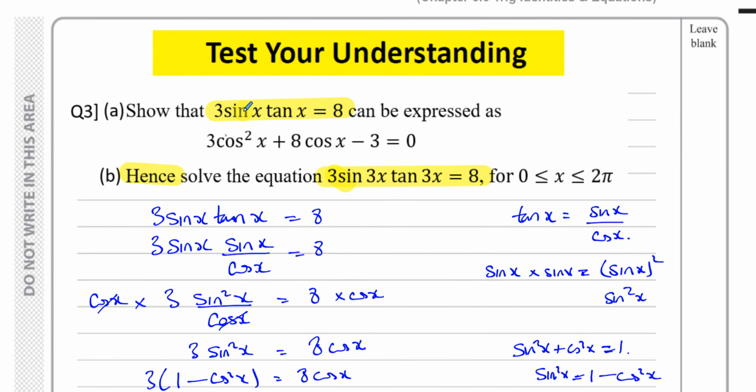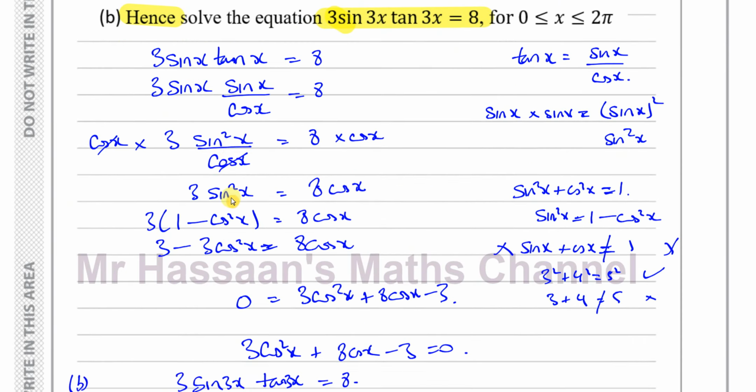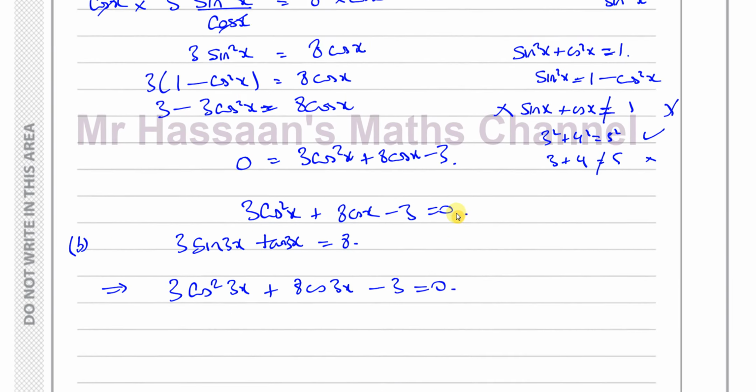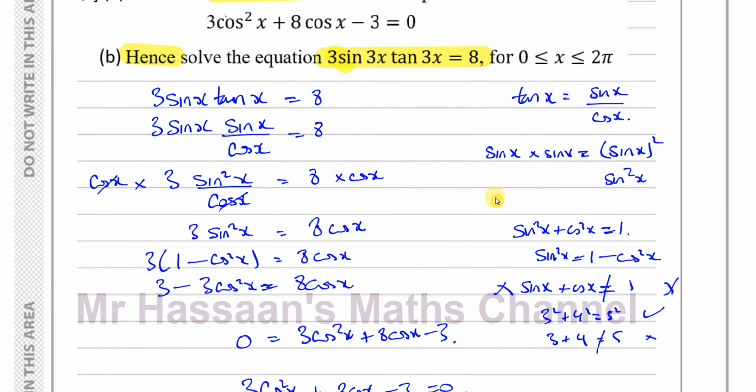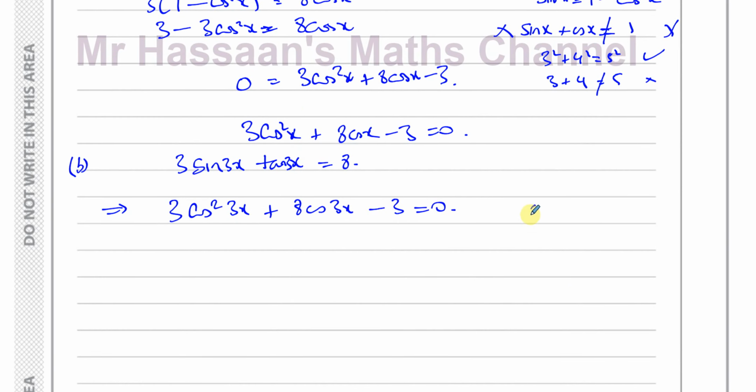So if it's true that this is equal to that, then you can say that this is equal to the same thing but with 3x instead of x. That's all, because the x has been replaced by 3x, so this x has also been replaced by 3x, and everything else will be the same. So now I need to solve this equation for x values between 0 and 2 pi.